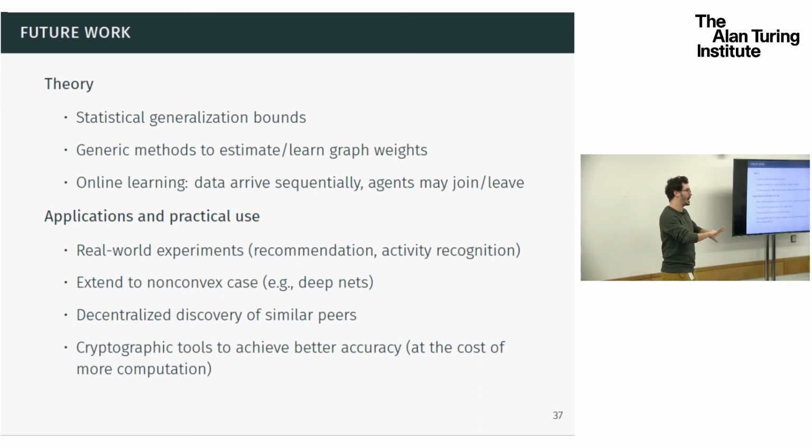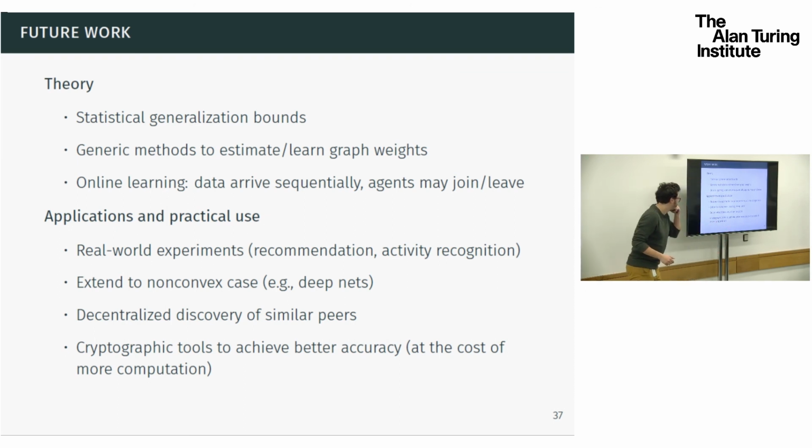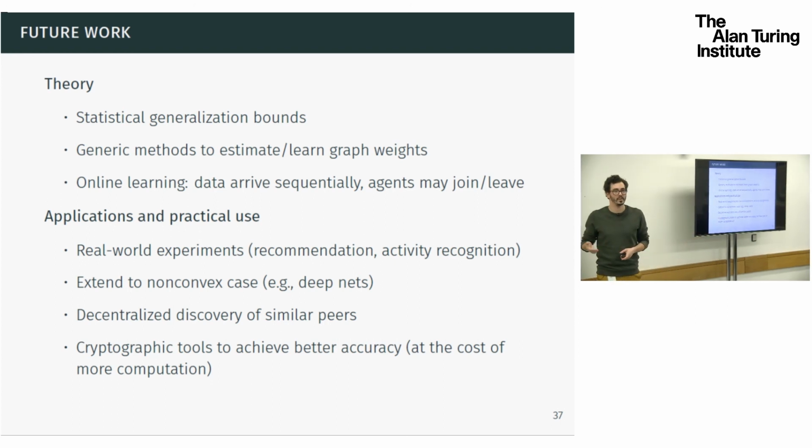Then there is decentralized discovery of similar peers. This is about trying to relax the assumption, which is what I assumed here, that the communication network and the similarity network are the same. You could distinguish between the two, and have efficient ways of locating and sending messages to peers that might not be next to you in the communication network. And then something that I think is also really interesting: here we still lose some accuracy because of differential privacy.